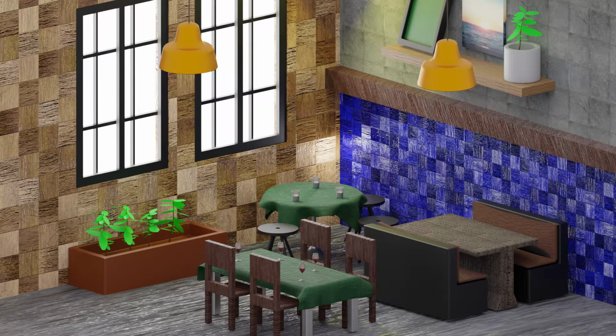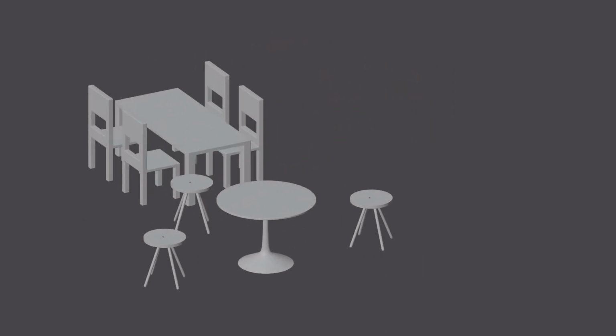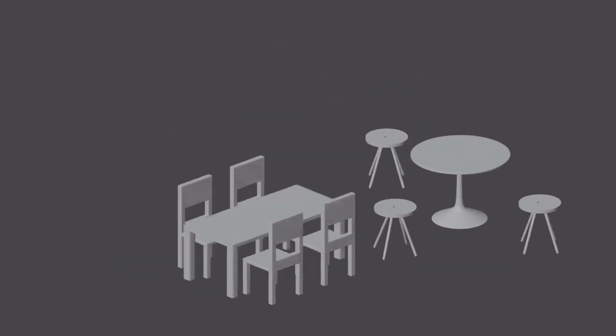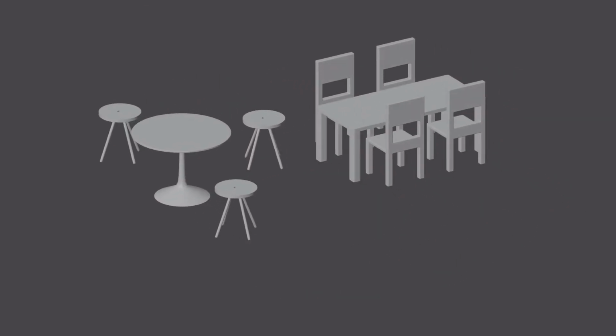We want to create this scene in restaurant playlist and render it. In this video, we are going to make two types of chair and two types of tables for the restaurant scene. Stay with us and watch it.